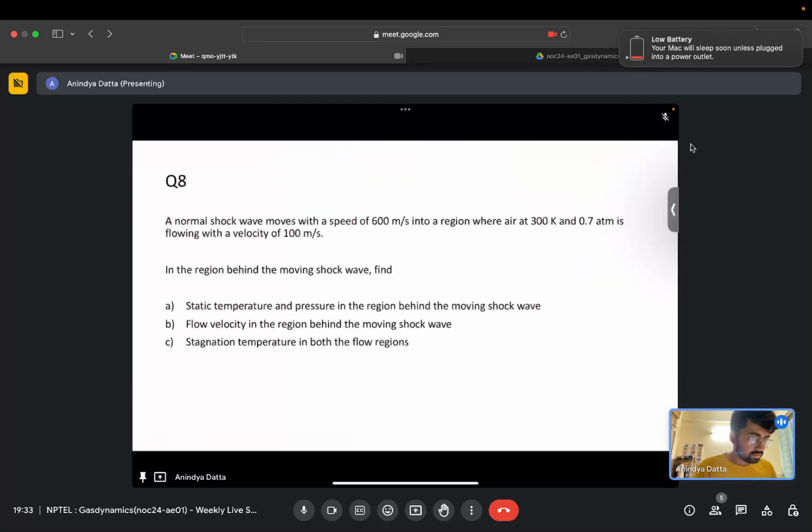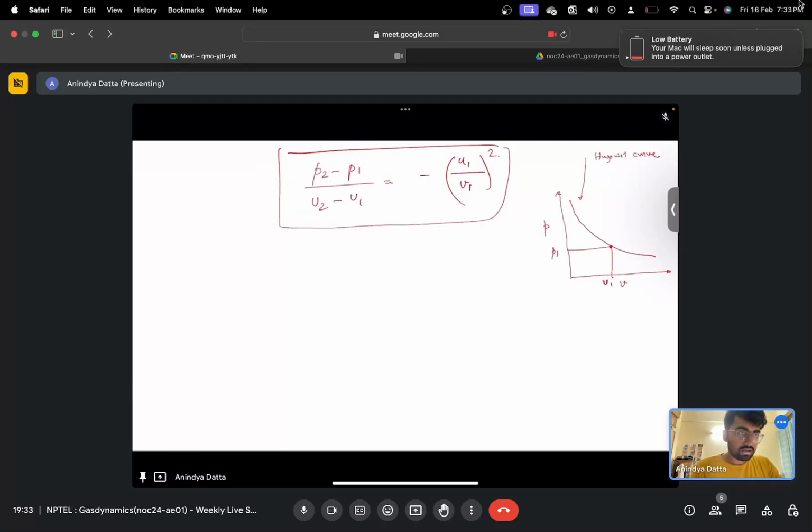Yeah, right. So then this equation gives a straight line equation between this point 1 and point 2 basically. Okay, so this is the upstream location of the shock and 2 is the downstream location.